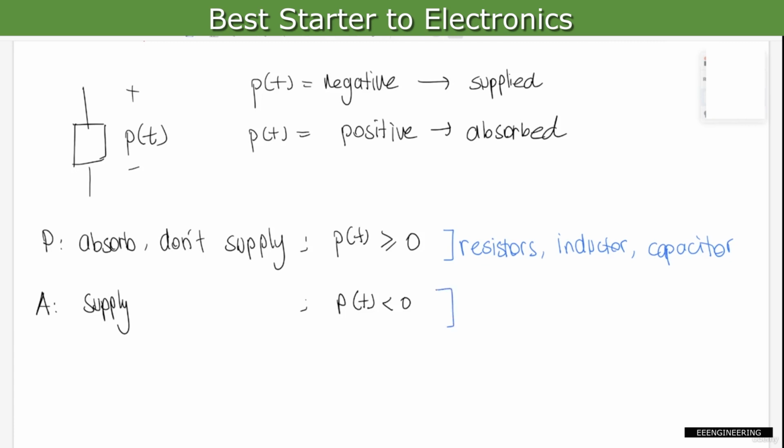But supply elements, like what? Like DC power supplies. Also batteries, that's also a good example. And also AC generators. These are directly supplying power, which is not in the circuit, right? So that's the logic we have.